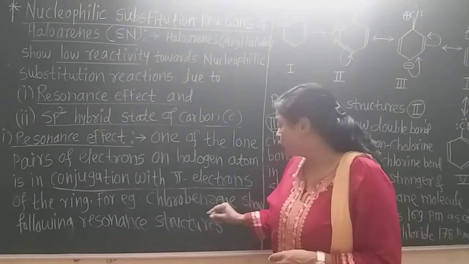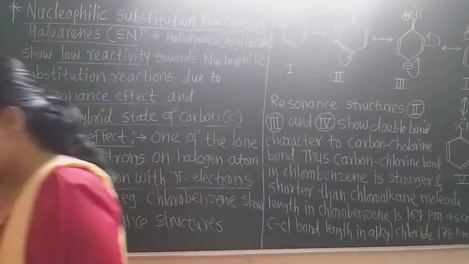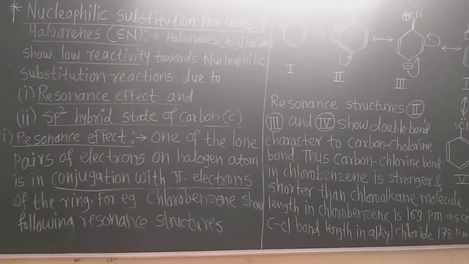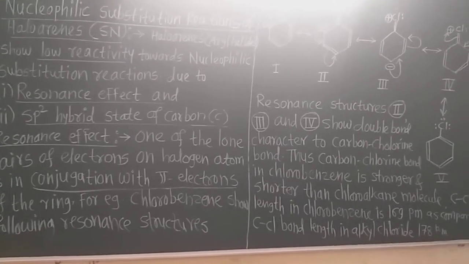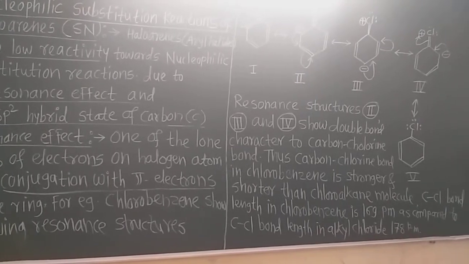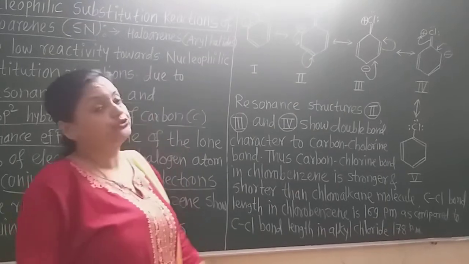For example, chlorobenzene shows the following resonating structures. See the resonating structures I drew on the blackboard. There are 5 resonating structures we can draw for chlorobenzene, and due to that chlorobenzene is a very stable molecule, and as it is stable, it shows low reactivity towards nucleophilic substitution reaction.